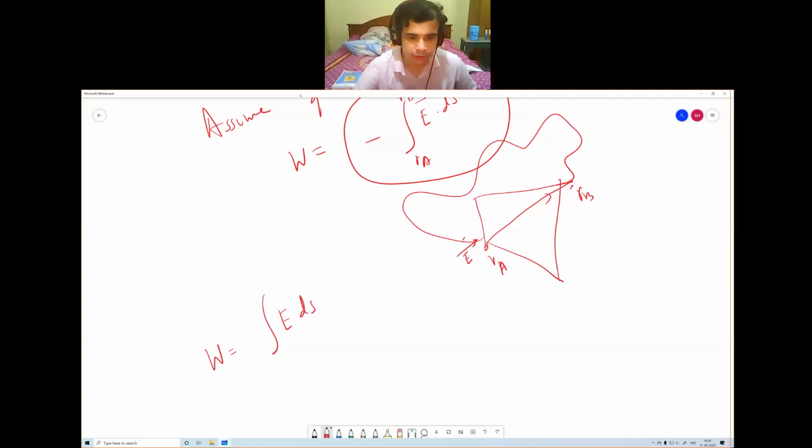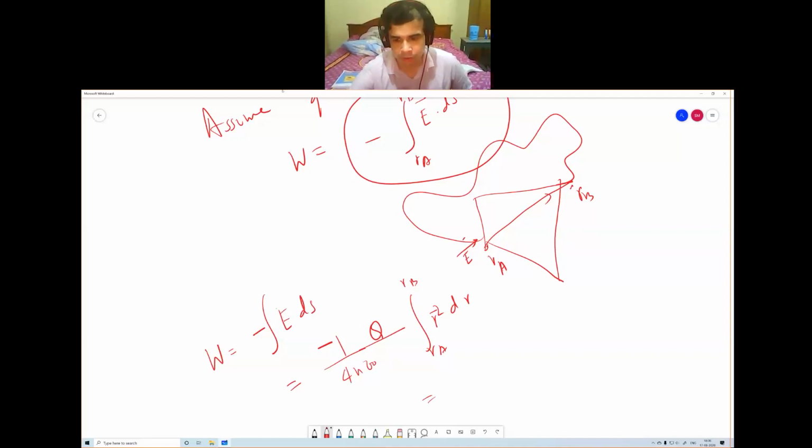But what is E? E was 1 by 4 pi epsilon naught Q by r square. Integrating, it will be minus 1 by r from RB to RA. So minus of this. Is it correct? Is it okay? Yes, sir.